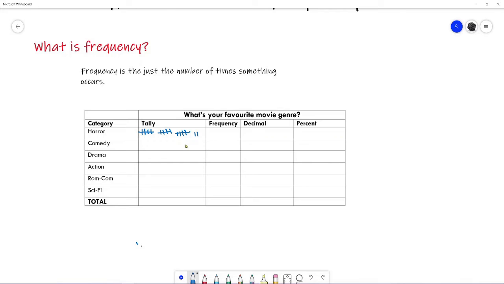Okay, so I'm going to fill in the rest of this frequency table, going around the school, answering these questions, and we'll see what we get.